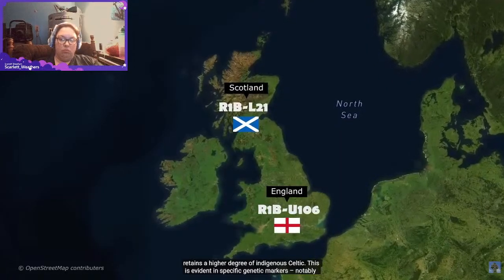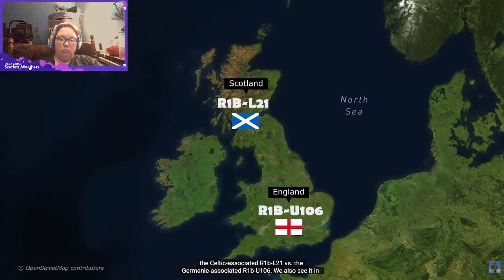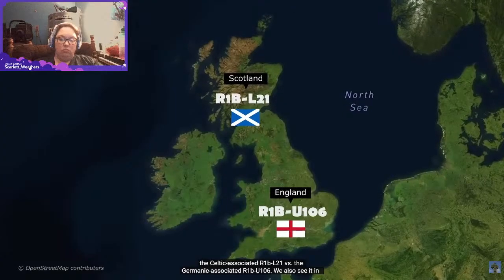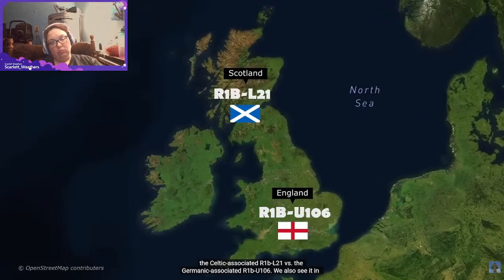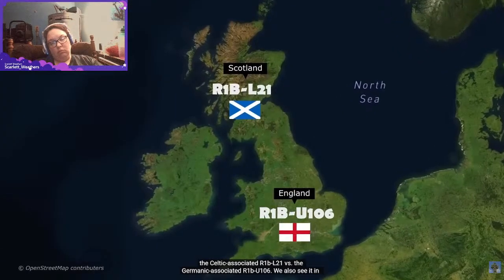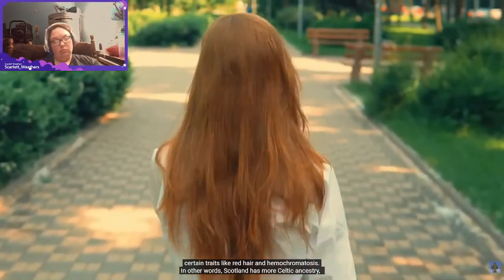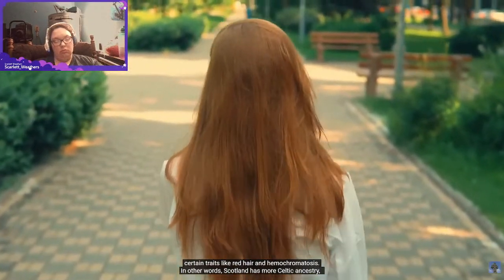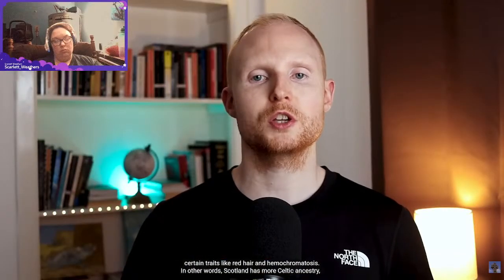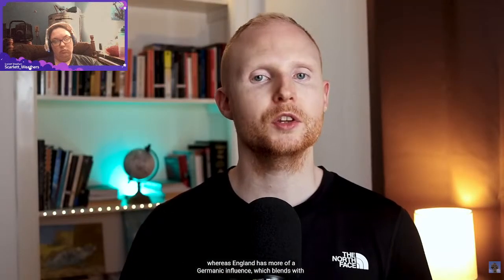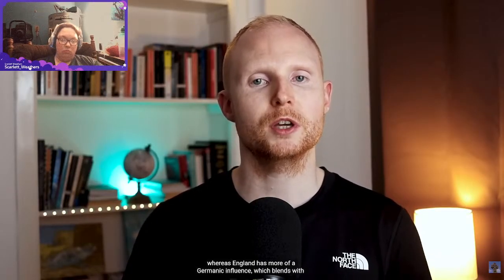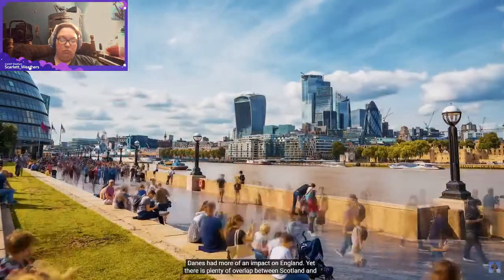This is evident in specific genetic markers, notably the Celtic-associated R1b-L21 versus the Germanic-associated R1b-U106. We also see this in certain traits like red hair and hemochromatosis, which are both higher in Scotland. So in other words, Scotland has more Celtic ancestry and England has more of a Germanic influence, but this is against the backdrop that England obviously still has a good amount of Celtic ancestry, and we see this with R1b-L21 still found in reasonable numbers in England.